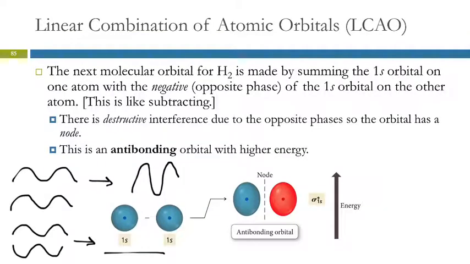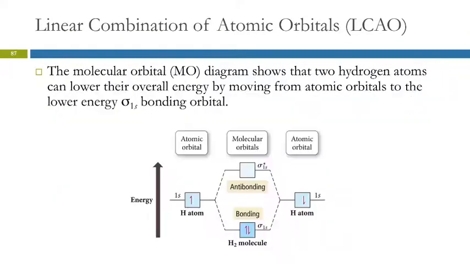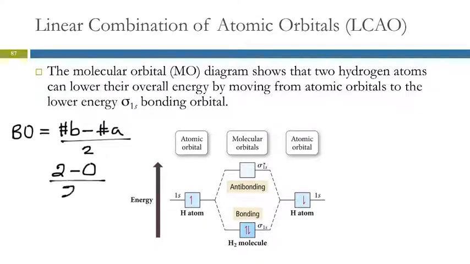Let's go back to this picture and see how we're determining that. So the bond order is the number of bonding electrons minus the number of anti-bonding electrons divided by 2. So this is the bonding orbital. How many electrons in there? 2. And how many in the anti-bonding orbital? 0. So 2 minus 0, and we divide that by 2, and that equals 1. The bond order for this molecule is 1.